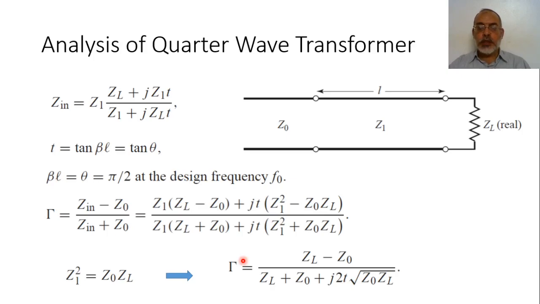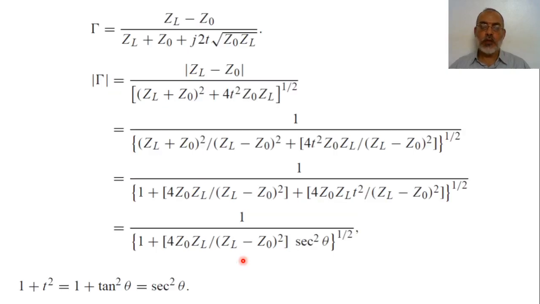We are not interested in the reflection coefficient as a complex value. We are interested in the magnitude of the reflection coefficient. So the magnitude of the reflection coefficient is the magnitude of the numerator over the magnitude of the denominator. The denominator is composed of a real value plus imaginary value.